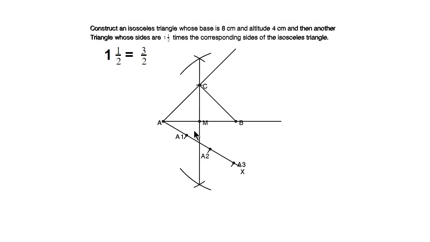If it is of less than 1 type, then you would have joined the greater point, meaning in the 3 by 2 ratio, 3 is the greater number, so you would have joined A3 to B. But it is of greater than 1 type. Because of that, you need to select the smaller number and join the points. So join A2 to B and get a line.